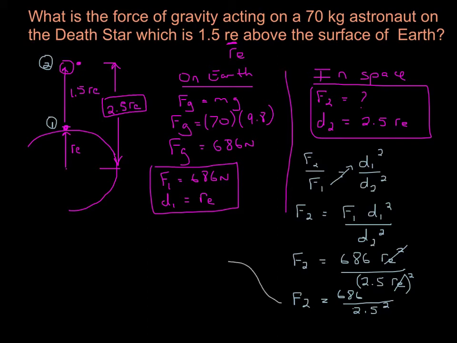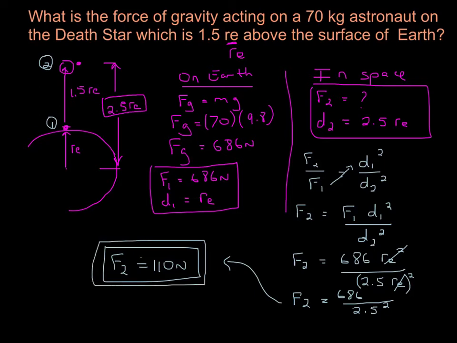And over here we can say F2 is equal to 110 newtons, approximately. It's 109.8, I think, something like that. And that is the astronaut's weight when they're on the Death Star, which is 1.5 RE above the surface of the Earth.